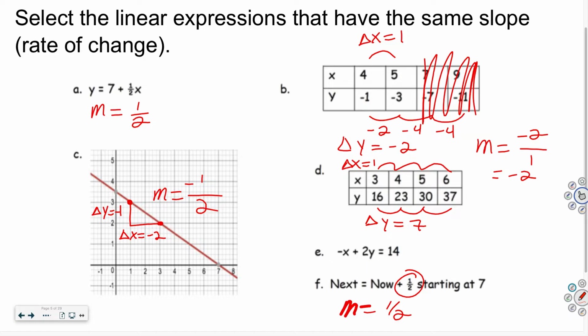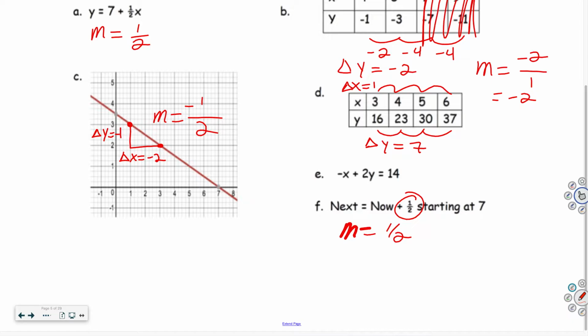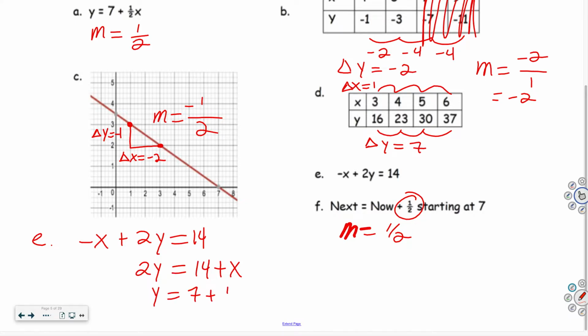Now E, we have to do a little bit of work. For E, we have -x plus 2y is equal to 14. We're going to move x over to the other side, and it becomes positive. Then we divide everything by 2. We get y equals 7 plus 1/2 x, since 1 divided by 2 is 1/2.